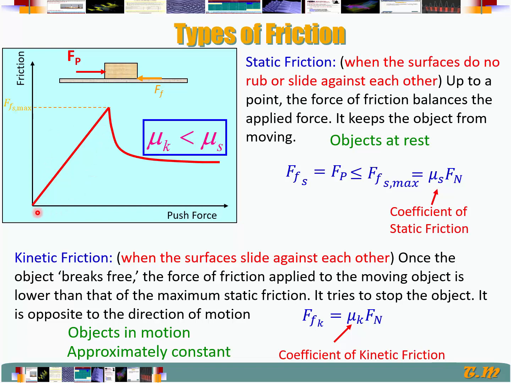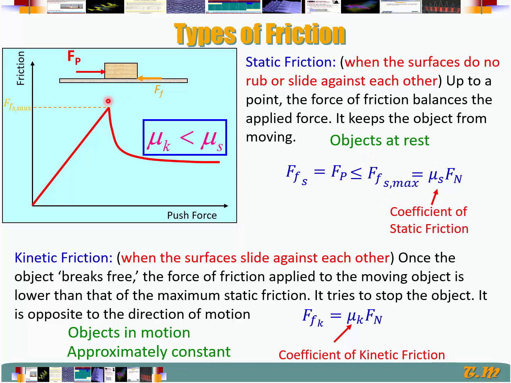And that static friction value gradually increases up to a maximum value while the object is at rest. So the static friction force is always smaller or equal to that maximum value. And what we call the coefficient of static friction is the one that corresponds to that maximum static friction force.